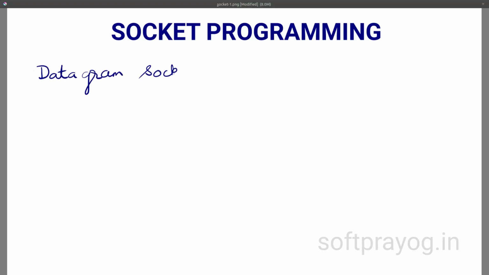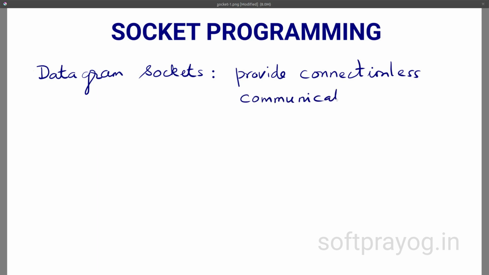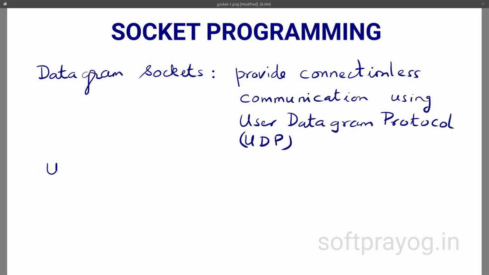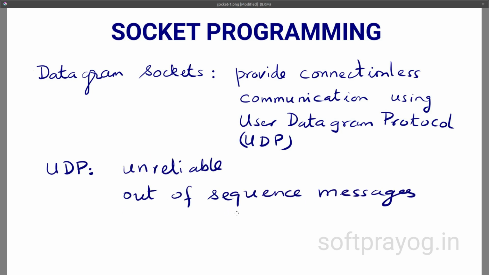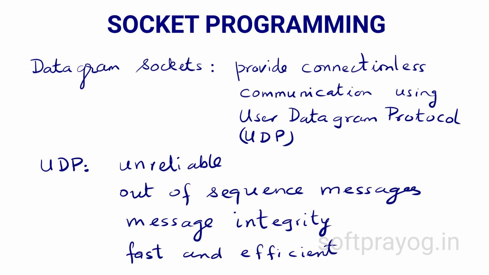Datagram sockets provide connectionless communication as per the User Datagram Protocol, UDP. UDP is unreliable and messages may get lost in transit. Messages are not ordered and may arrive out of sequence at the destination. However, there is a checksum in the packet, and if a message arrives, its integrity is guaranteed.